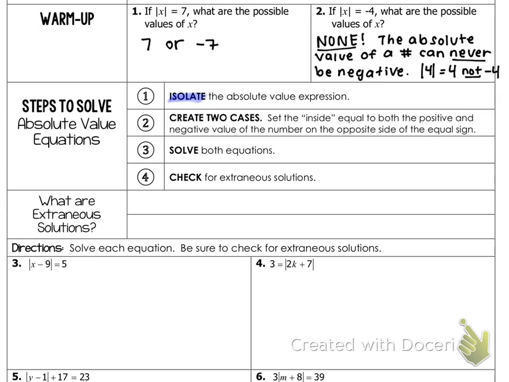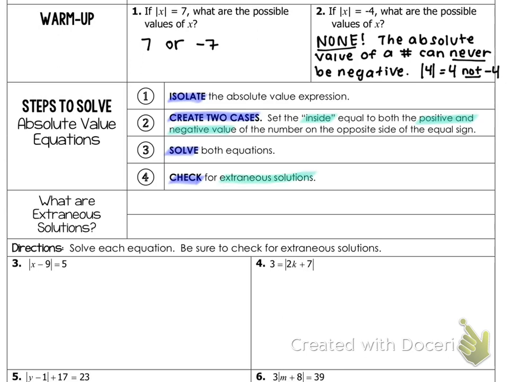So let's look at the steps to solve absolute value equations. The first thing we're going to do is isolate the absolute value expression, which means get it alone. Think of being isolated. You're alone. So you want to get the absolute value by itself. Then you're going to create two cases. You're going to set the inside equal to both the positive and negative value of the number on the outside of the equal sign. Solve and then check. We have to check for extraneous solutions.